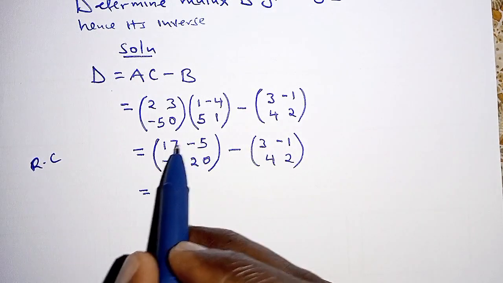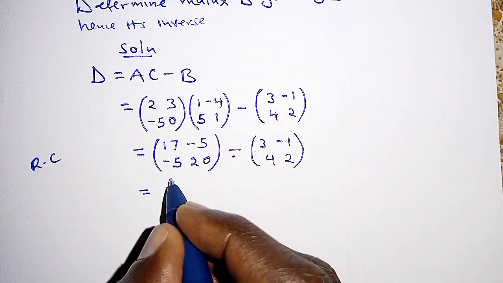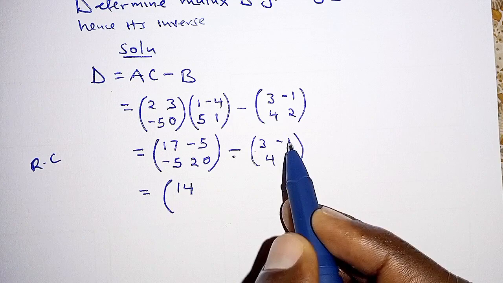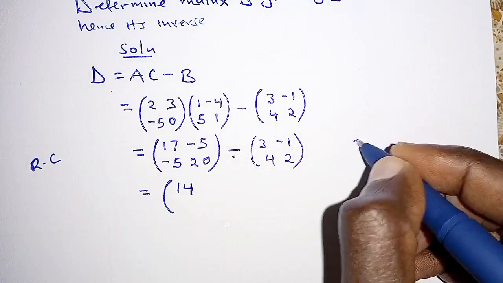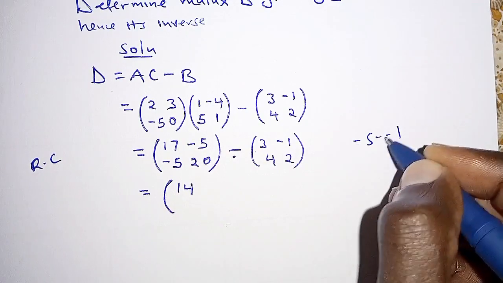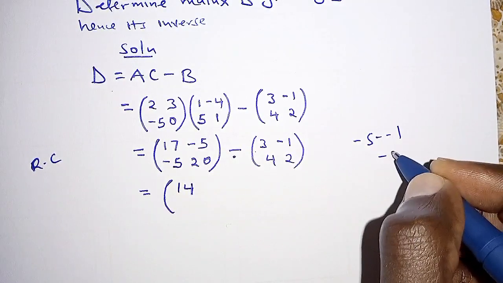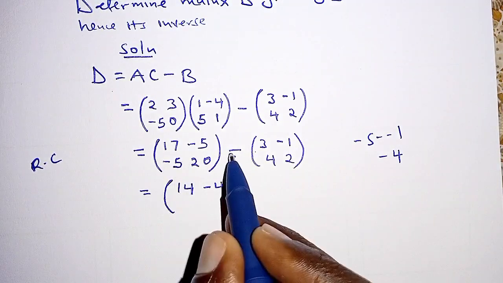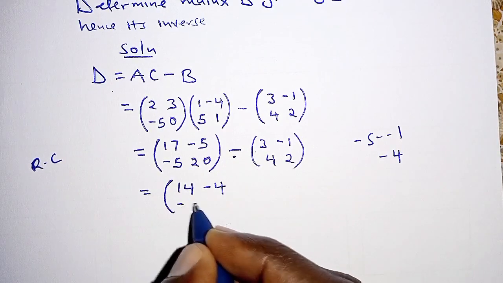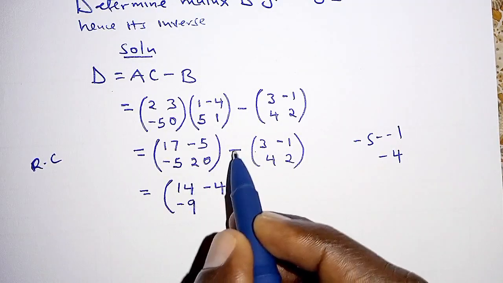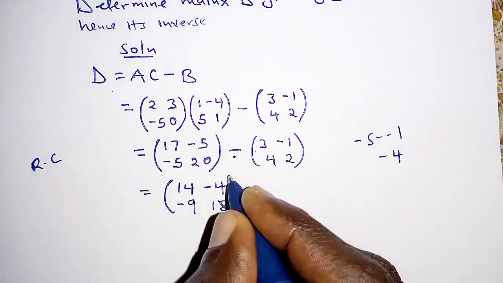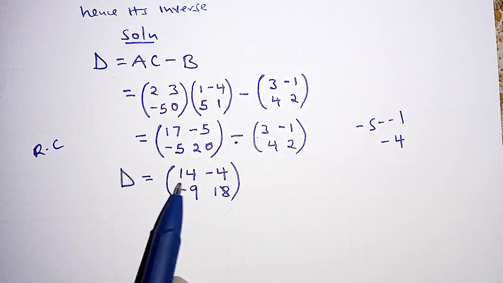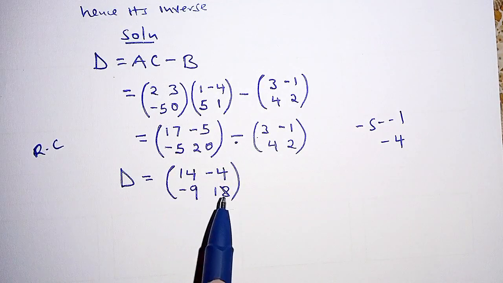So subtracting, we have 17 minus 3, that should give us 14. Negative 5 minus negative 1, that should give us negative 5 minus minus 1, that is negative 5 plus 1, which is negative 4. So here we have negative 4. And then negative 5 minus 4, that is negative 9. 20 minus 2, that is 18. So matrix D determined is 14, negative 4, negative 9, 18.